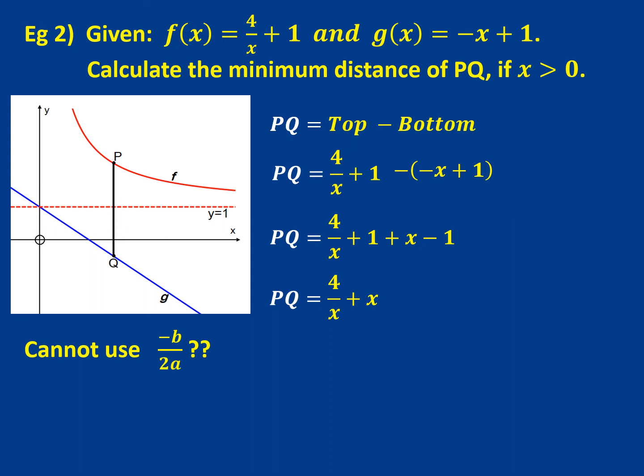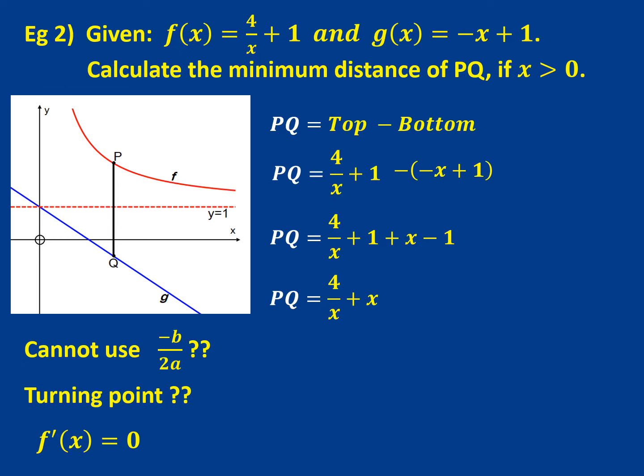But why did we choose to use minus b over 2a? We were trying to calculate the turning point of our new equation. Is there another way we can calculate turning point? Well, using calculus, we can make the first derivative equal to 0.